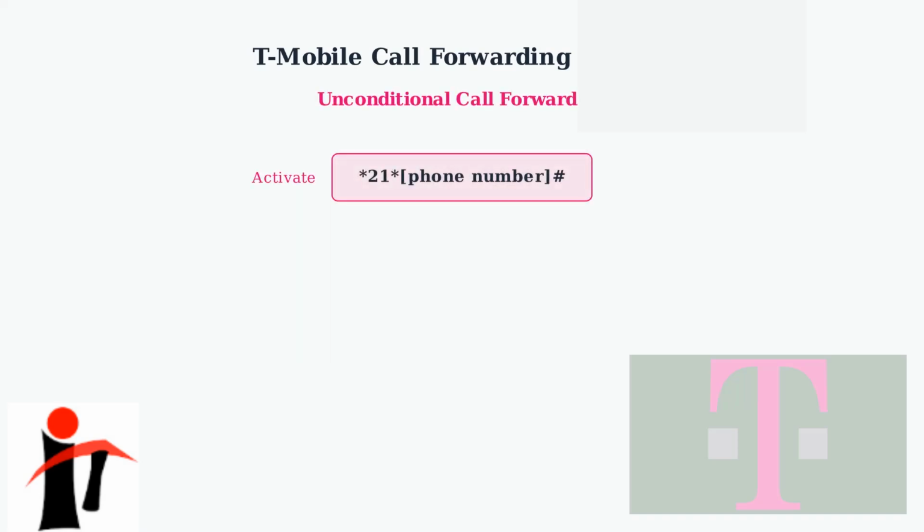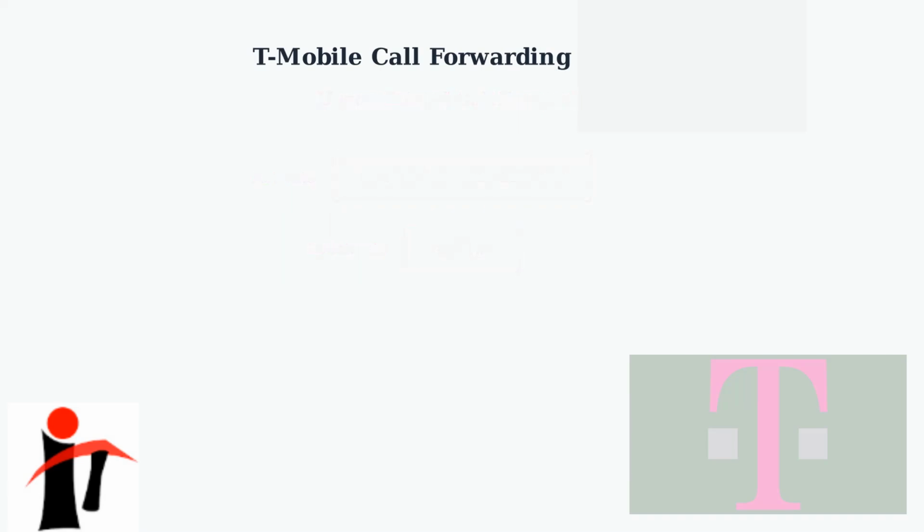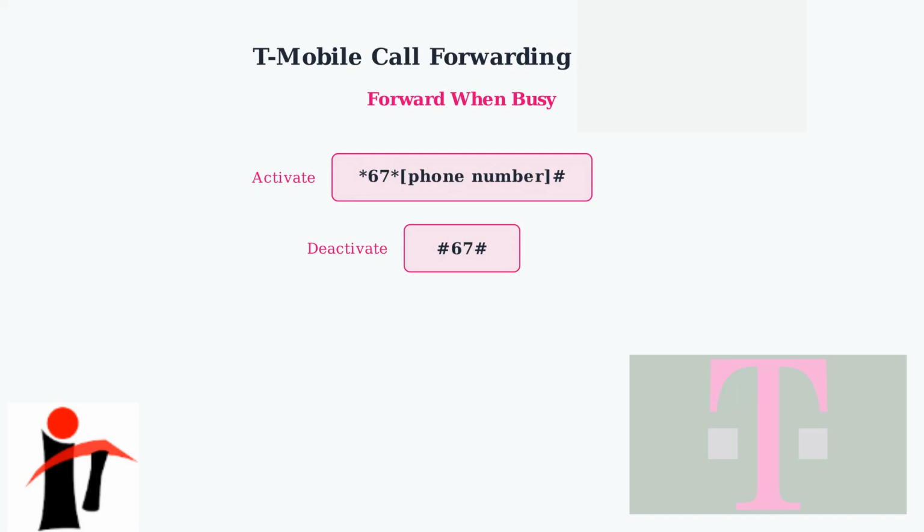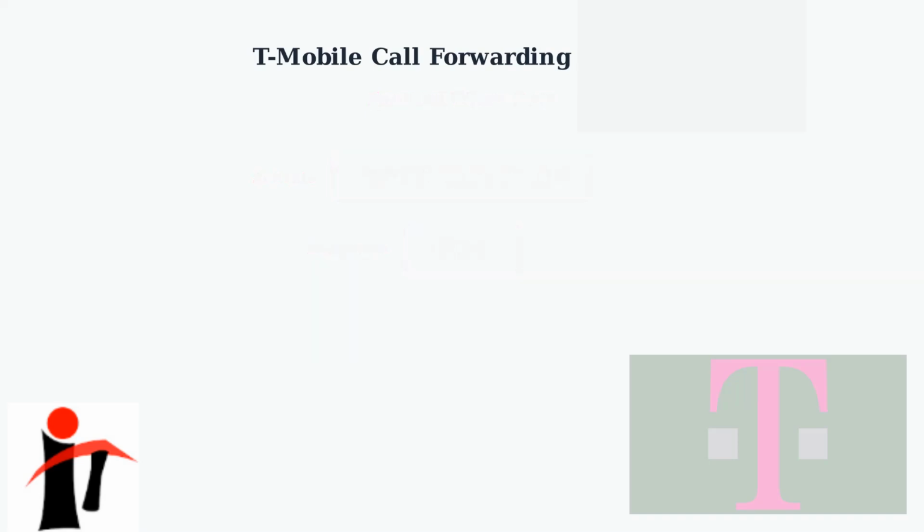Let's explore the 5 main types of call forwarding. First is unconditional call forwarding, which redirects all incoming calls immediately to another number. Forward when busy redirects calls only when your line is already in use. This ensures callers can still reach you through an alternative number when you're on another call.